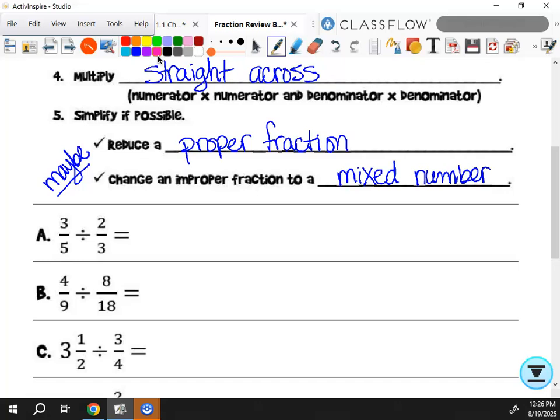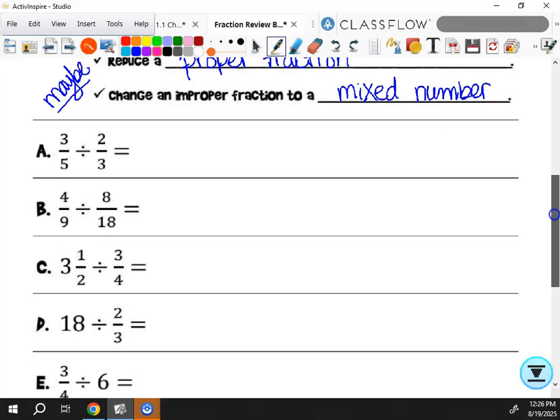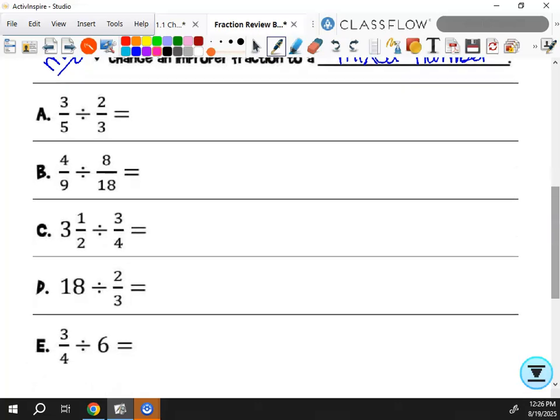And since I don't have a mixed number and I can't reduce, I'm going to go ahead and keep, change, flip. So I keep the first one, which is 3/5, change the division to multiplication, flip the second one, so that gives me 3/2. So then when we multiply straight across, we get 9 over 10.